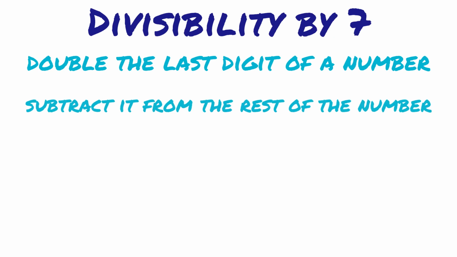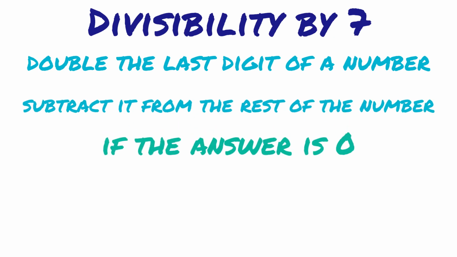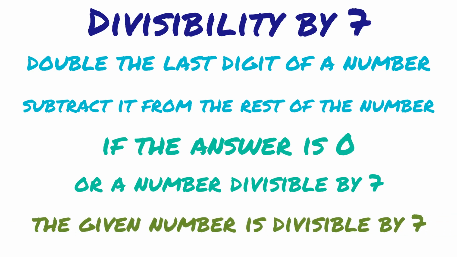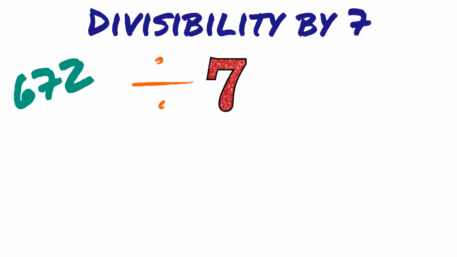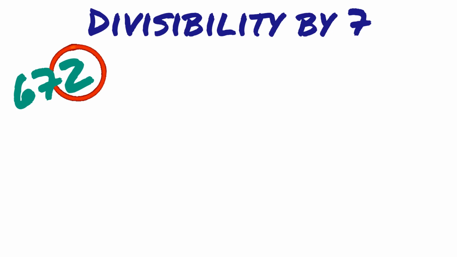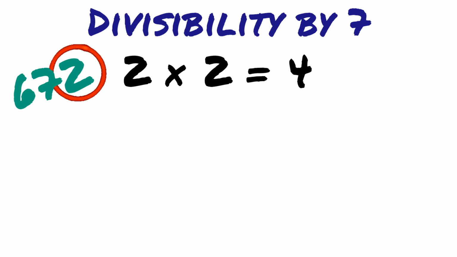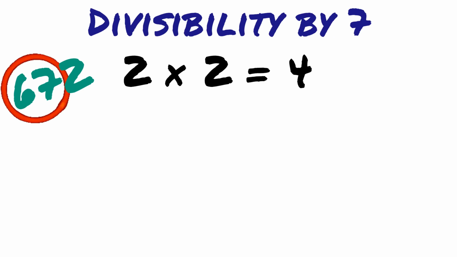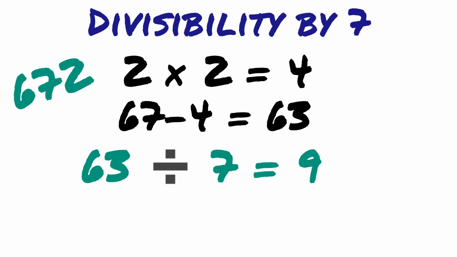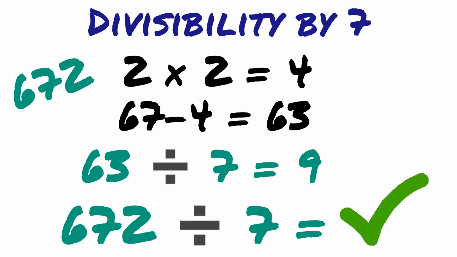Divisibility by 7. If you double the last digit of a number and subtract it from the rest of the number, and if the answer is 0 or a number divisible by 7, then the given number is divisible by 7. Let's check if 672 can be divisible by 7 or not. The last digit is 2, so just double it, which becomes 4. The remaining number becomes 67, so 67 minus 4 is equal to 63. As 63 is divisible by 7, hence the number 672 is divisible by 7.